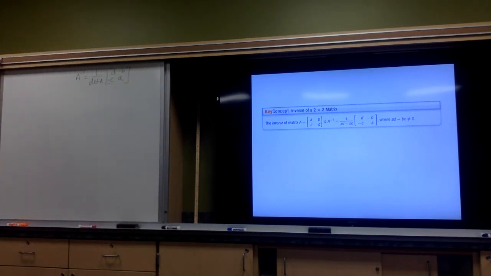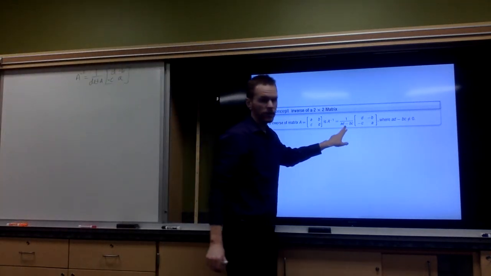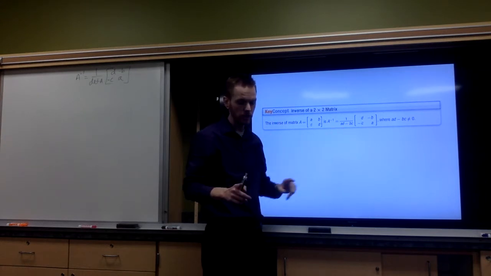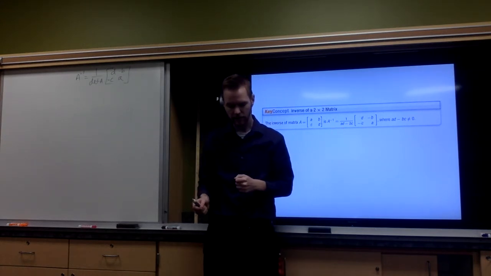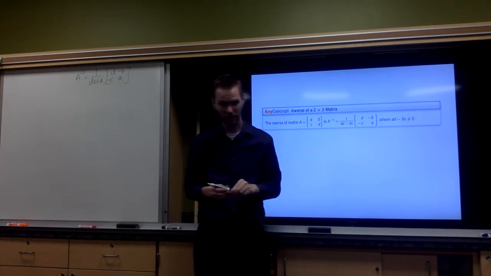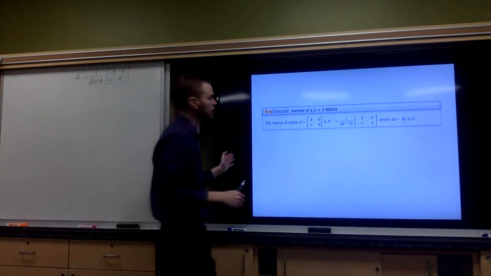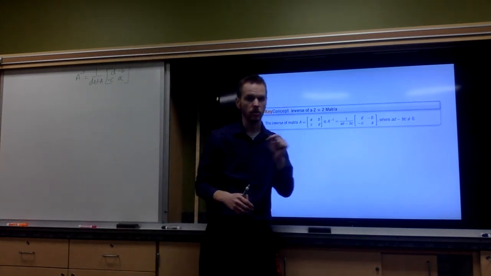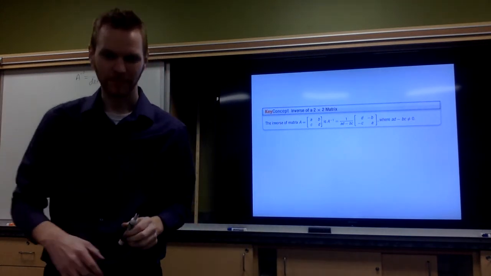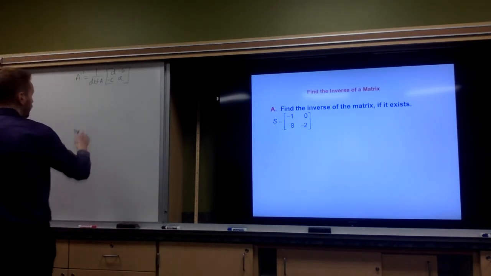Let's try an example out. Now, I want to be very clear. If this is 0, 1 over 0 is undefined, right? So let's think about it. If that's the case, can this have an inverse? No, it cannot. Okay? So just be very clear on that. If the determinant of a matrix is 0, there is no inverse. Okay? All right.